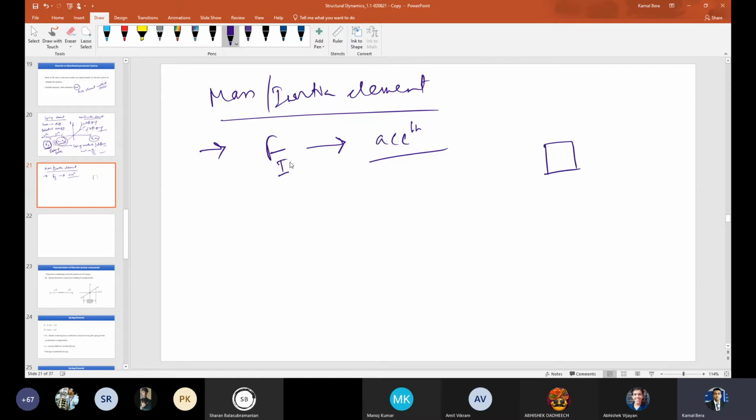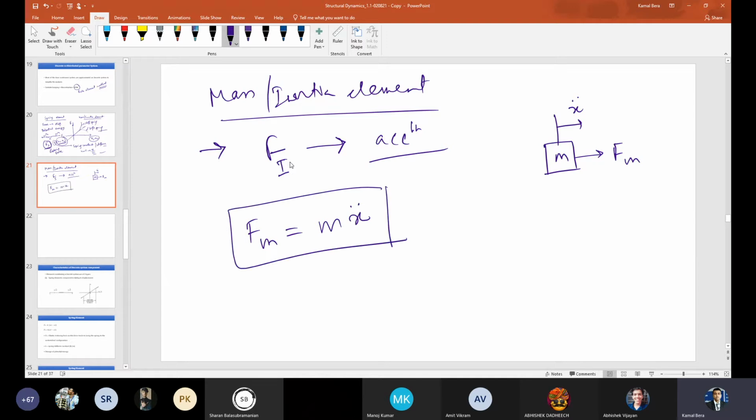In this case, I am considering the discrete mass as a rigid body. If it is moving with acceleration x double dot, and the force is Fm, then as per Newton's law, the force in that direction equals mass times acceleration. That is called the inertia force. Here also I can plot like this. So we basically have to deal with two things: one is m, the mass, and another is k.